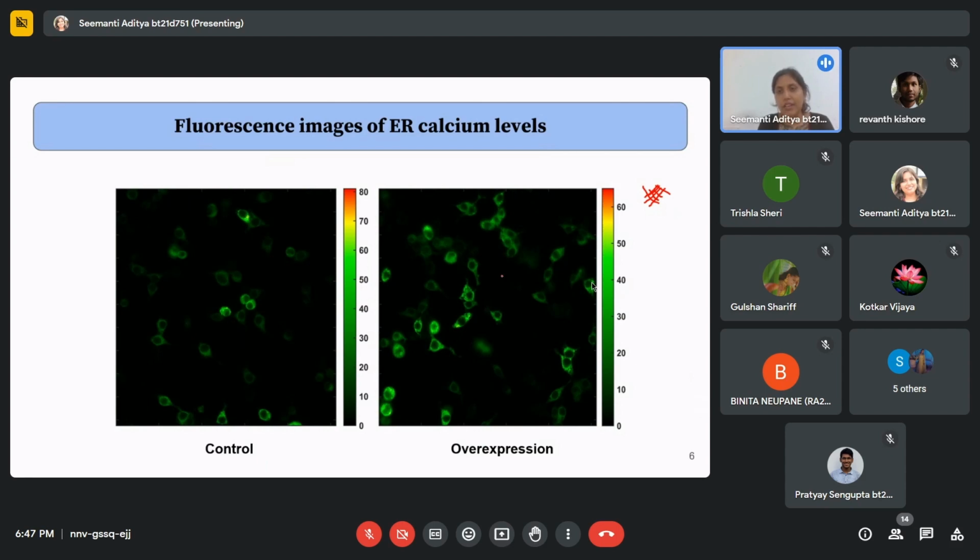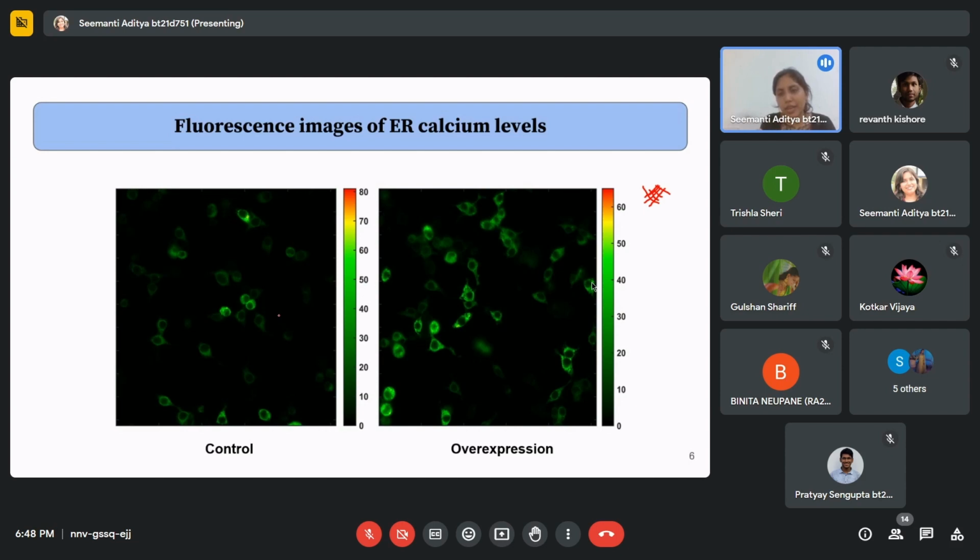Basically, what I had done is that different fluorescent probes are present which can measure calcium levels, like the probe in the sensor plasmid. Those plasmids have a calcium binding region, and just adjacent to the calcium binding region is the fluorescent region. If the plasmid binds to calcium and it fluoresces, that means calcium is present inside the cell. So higher fluorescence means higher calcium, lower fluorescence means lower calcium.